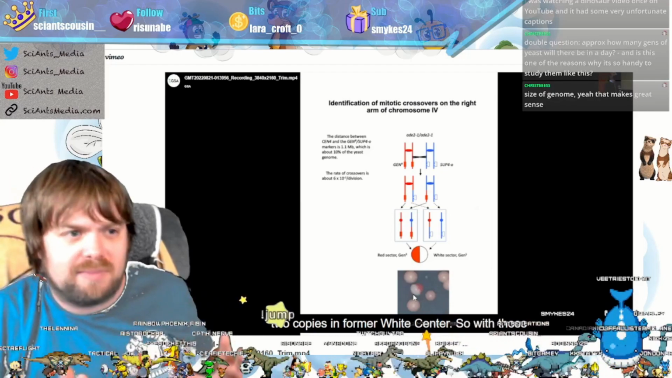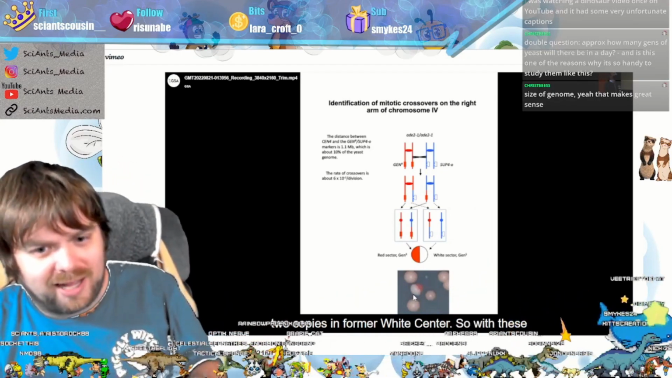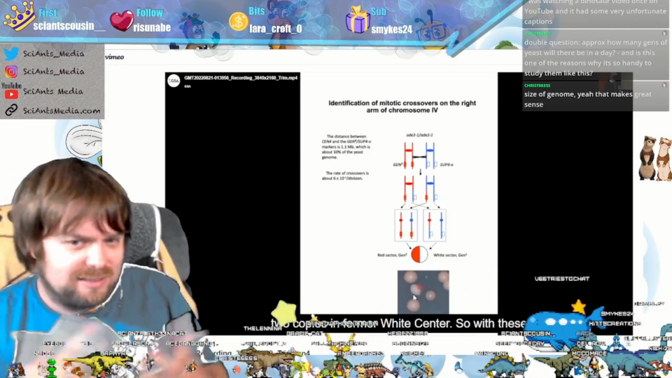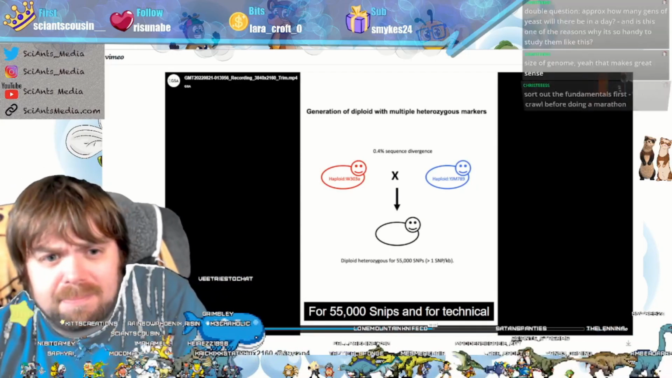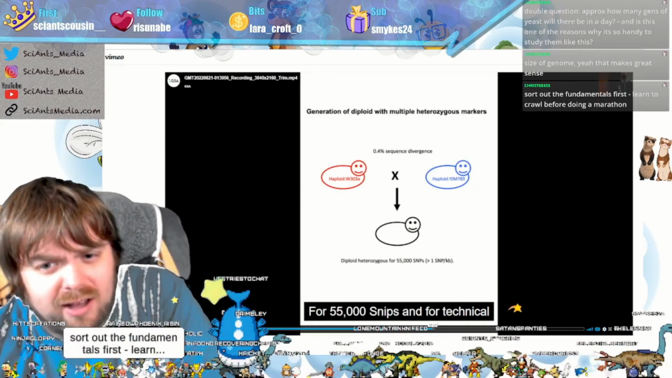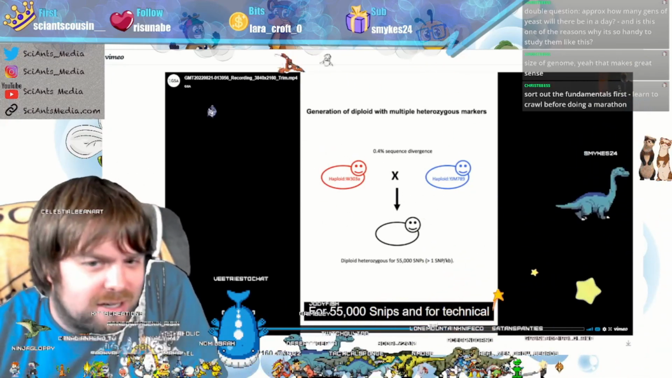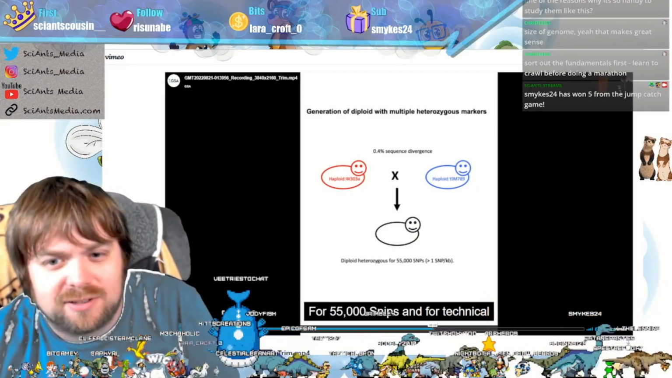And so using an organism like this to study the fundamentals and then move on to something more complex, I think is a good way of doing things, in my opinion. So there's a lot of jargon here, and this is a good way of going through some of the fundamentals. So you sort out the fundamentals first, learn to crawl.